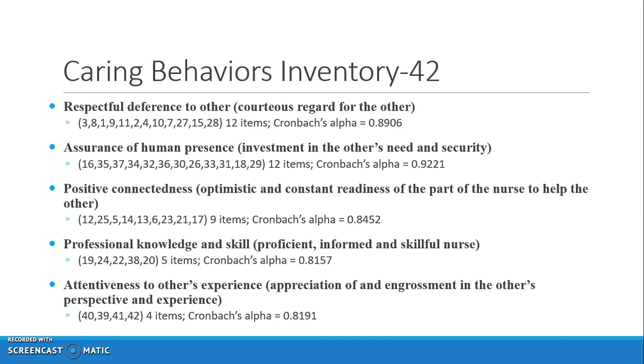Caring Behaviors Inventory 42, obviously there are more versions of this, but this is just the initial Cronbach's alpha. But here you have all of the subscales, which are parts, subconcepts, or factors or domains of an instrument, with the items identified and the Cronbach's alpha, and also the definitions for the subscales.